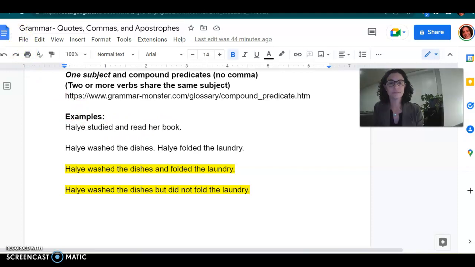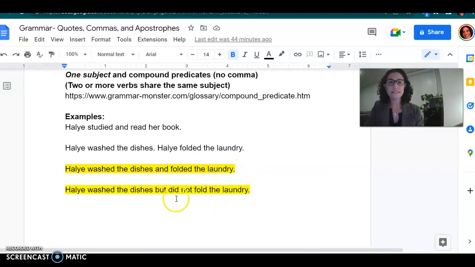We can also see by some examples here that having one subject with two predicates doesn't have to be one sentence. Hallie studied and read her book. We could have had Hallie washed the dishes, period. Hallie folded the laundry. Could be two separate sentences. Could be one long sentence like this. Hallie washed the dishes and folded the laundry. Hallie washed the dishes but did not fold the laundry. That's actually more likely to be true. I don't mind doing the dishes, but I do mind folding laundry.